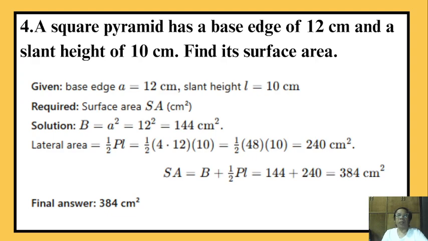So we have SA is equal to B plus 1 half PL. That's equal to 144 plus 240. The answer is 384 centimeters squared. Why is it that our perimeter is 4 times 12? Because our square has four edges, isn't it? So that's why we just simply multiply it by 4. Or if you want to, 12 plus 12 plus 12 plus 12, and that's still 48.